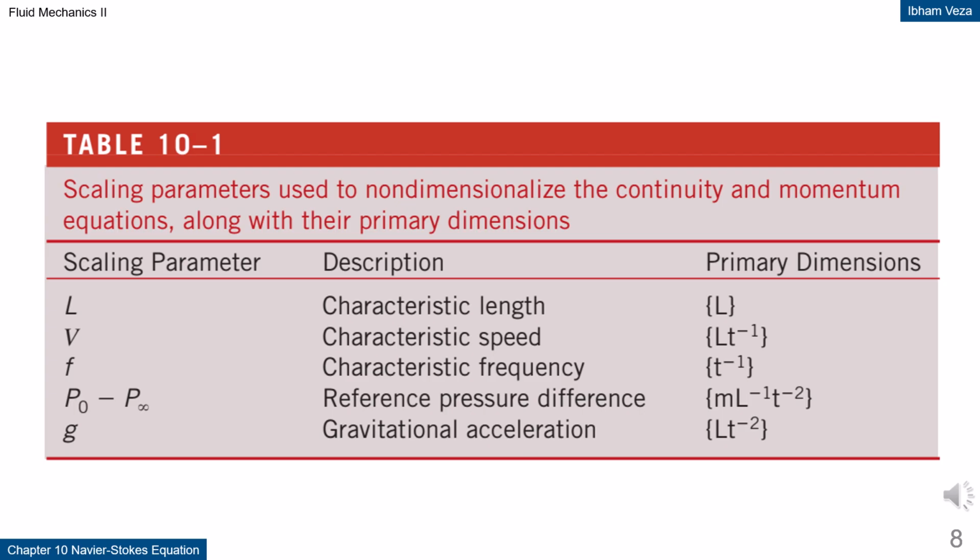Scaling parameters table. This table introduces scaling parameters used to non-dimensionalize the flow equations. Parameters such as characteristic length, characteristic velocity, and reference pressure difference are essential in non-dimensional analysis. By using these scales, equations can be written in a more general form. This approach also allows comparison between systems of different sizes. This is the basis for dimensionless numbers, such as Reynolds and Froude.